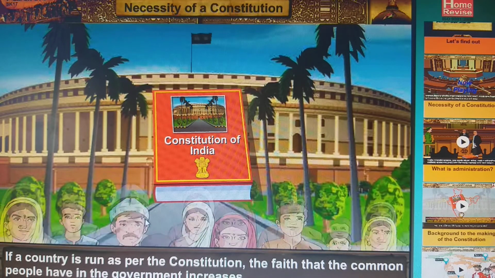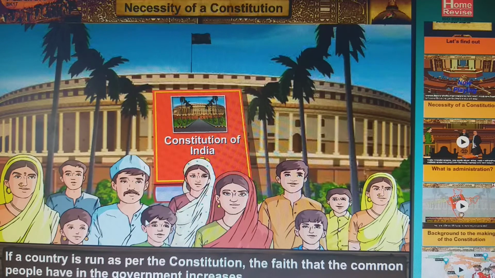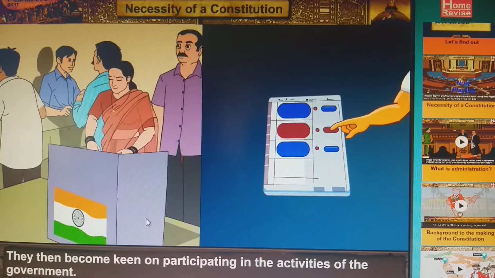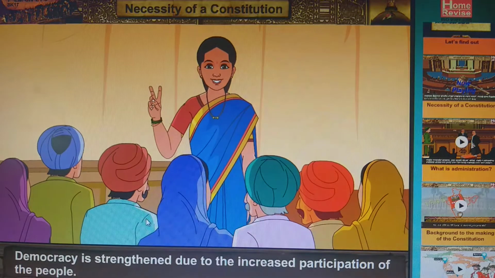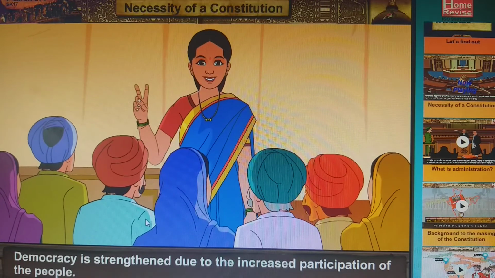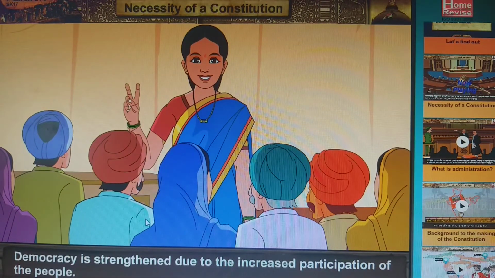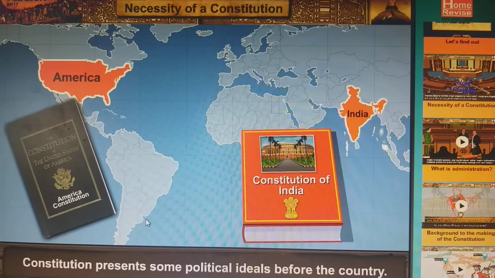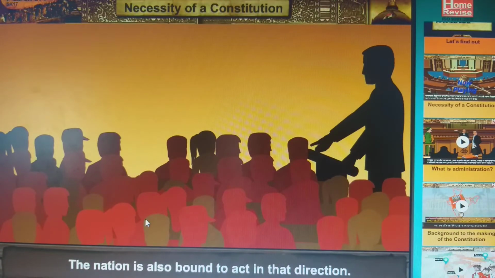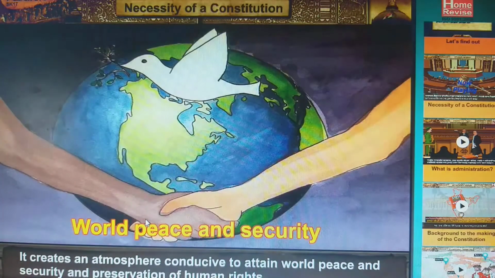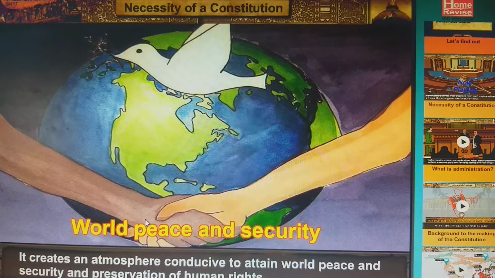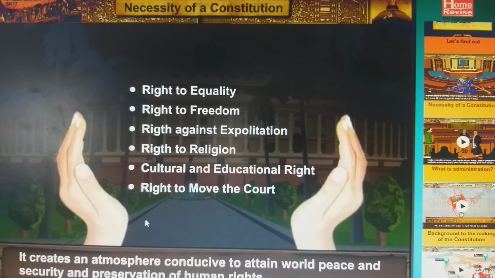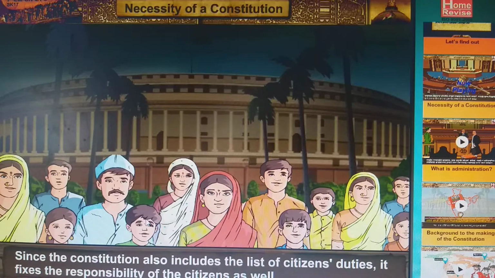If a country is run according to the Constitution of India, what happens? The common people have faith. They go for electing their representatives. The activities of the people are kept in mind. Democracy is strengthened due to the increase in participation. The constitution presents some political ideals before the country, and the nation is bound to act on all these. There can also be world peace, security and preservation of human rights.